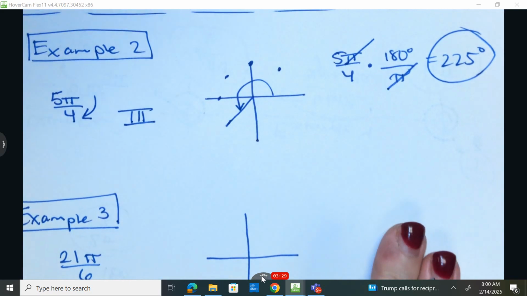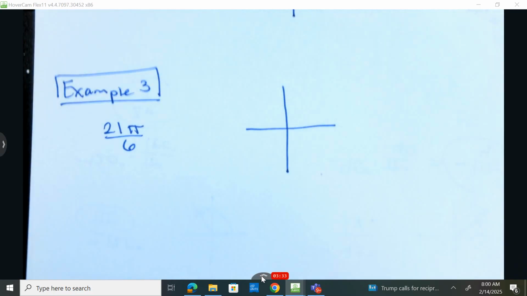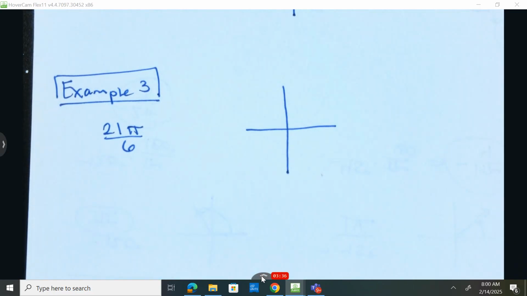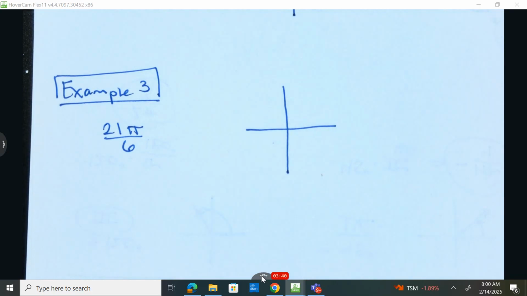Let's look right now at example number 3. I would like you to press pause, complete example number 3 on your own, and then come back to see if you correctly were able to find the terminal angle, identify the quadrant or the axis it lies in, and convert it into degrees.